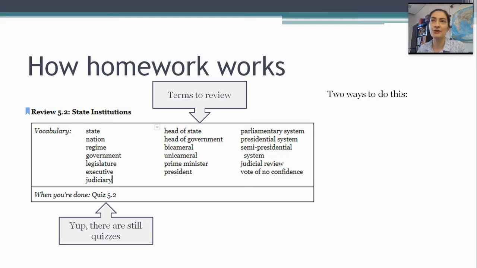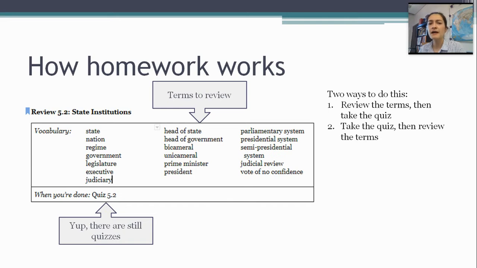A couple of suggestions about how to do this right and make it not a total waste of your time, my time, or your classmates' time. There are two options for how you might want to go about these assignments. One way is to do it in the order that it appears on the sheet, which is to first review the terms, then take the quiz, kind of like you would for an ordinary reading assignment, except you are just studying instead of reading new stuff. The alternative possibility is actually to do it backwards, to take the quiz and then review the terms.